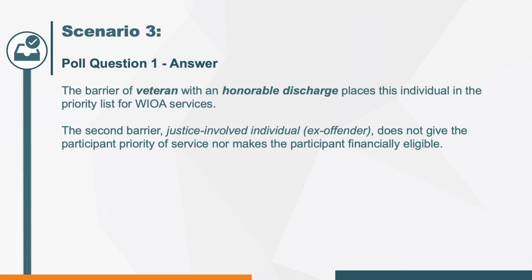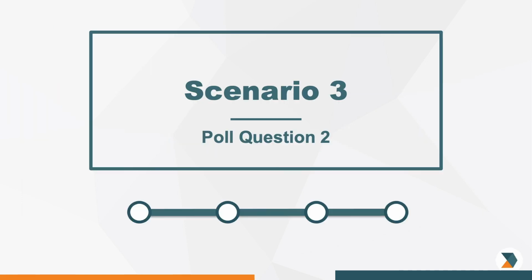Both the veteran status and discharge type in this scenario place them in a priority category. The justice involvement does not afford them priority or make them financially eligible. I know this might make you all think, how can a veteran have an honorable discharge if they were justice involved? But in this scenario, the veteran did not commit an infraction during their military time. They committed it once they exited the military. And we can go to poll question 2.